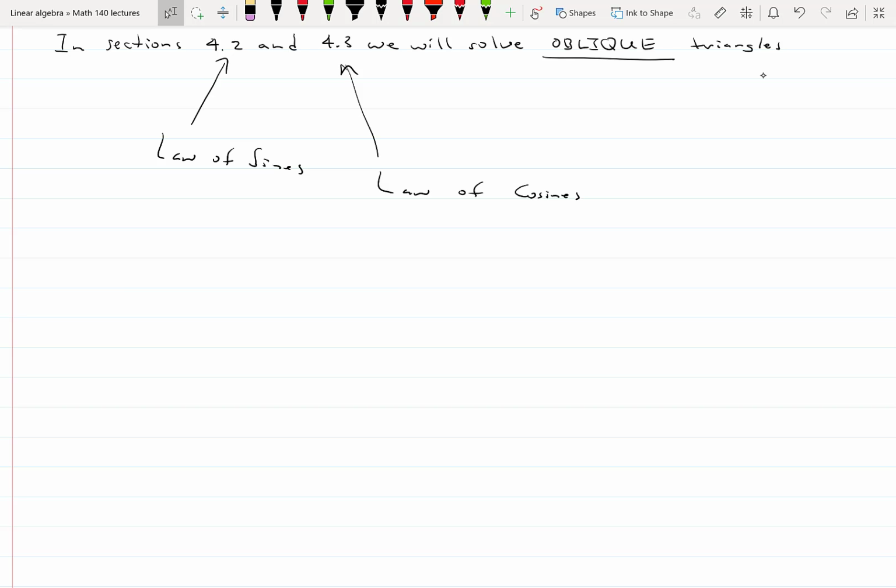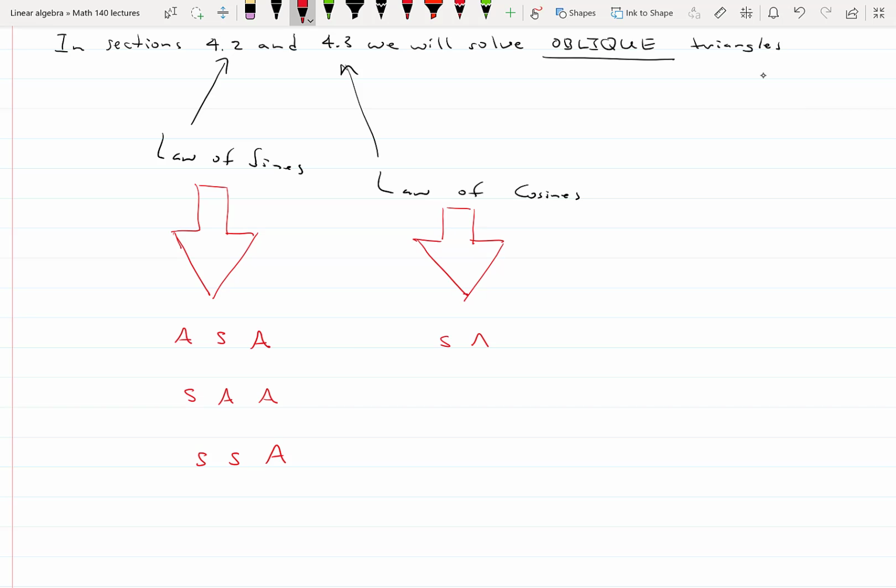We use the law of sines to solve cases in which we are given an angle, a side, and an angle; or a side, an angle, and an angle; or an angle, an angle, and a side. I'll explain the notation in just a minute or so. We would use the law of cosines to solve the only other possible cases.